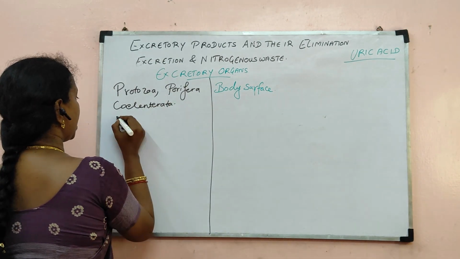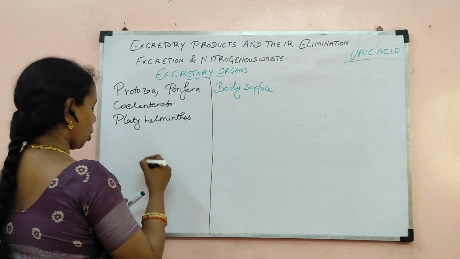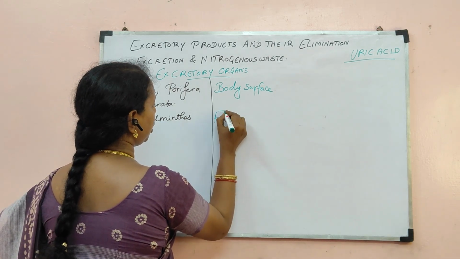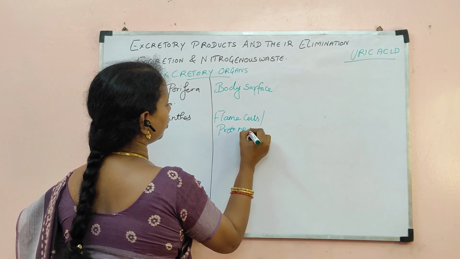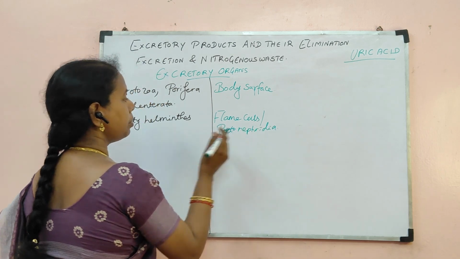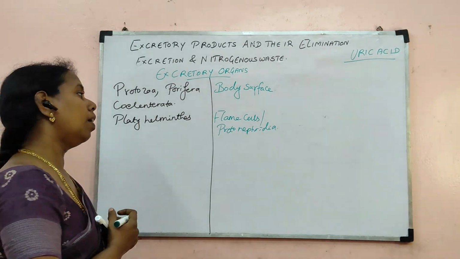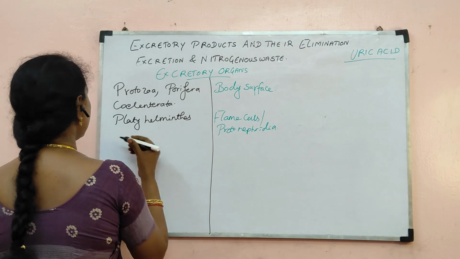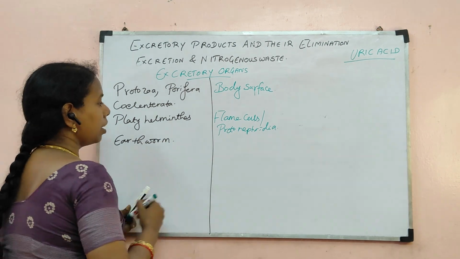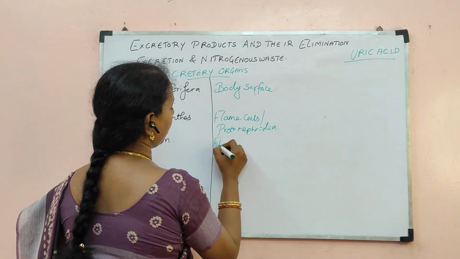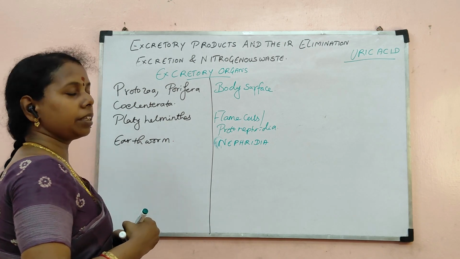Next, if you see platyhelminthes, they have a special cell to remove the waste, which is called, of course, flame cells or protonephridia. So this can be a question, children. Flame cells are the excretory organ of which organism, or planaria excrete through which cell? Possible question. Then if we see annelids like earthworm, which has nephridia, nephridia is an excretory organ.